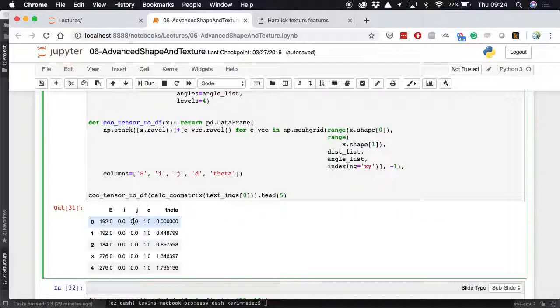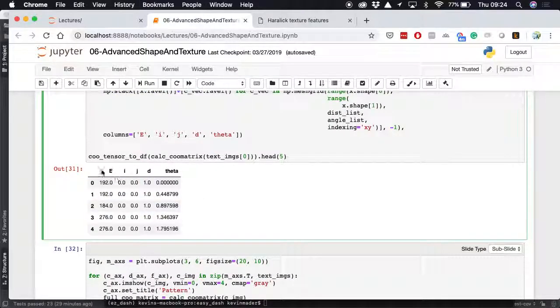And we can now put in an image, and we can get E, I, J, D, and theta. And so basically what it shows us here is that for given I and J, so if a point is currently 0, so it's the darkest color, at a distance of 1 away in a direction of 0, so directly along the x-axis, the expected value, or the sum of all the points that are also 0, is 192. And if we go up, it's also 192. And if we go up at a steeper angle, then it drops down to 184.